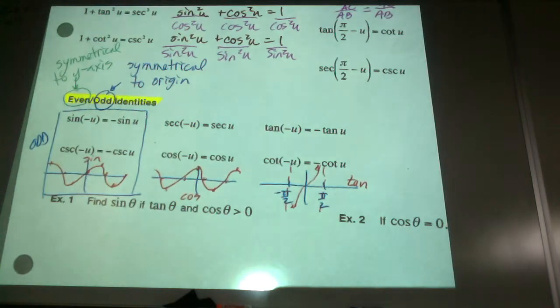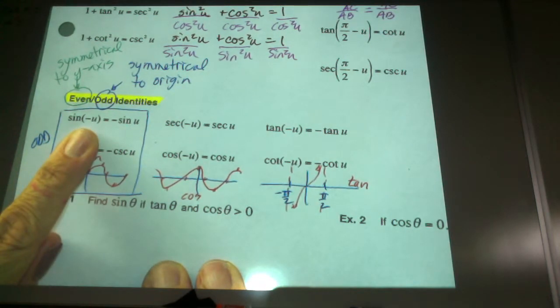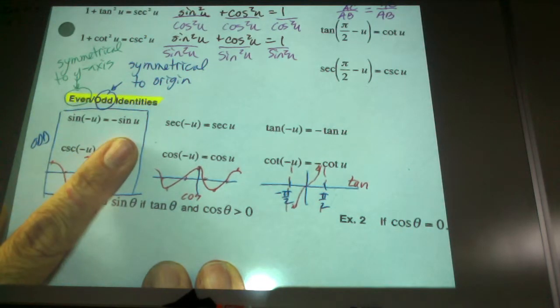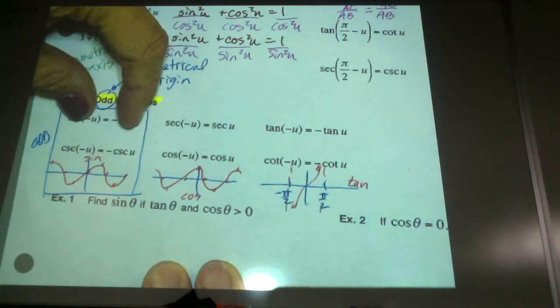And what that means is that the sine of a negative angle is exactly the same as the opposite value of the sine of a positive angle. In other words, the negative angle and the positive angle have opposite signs, the values of their sines.